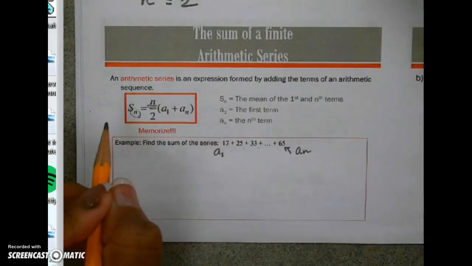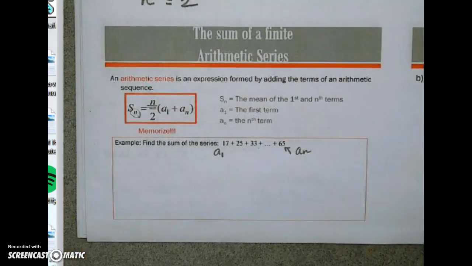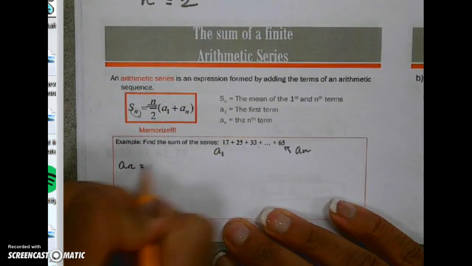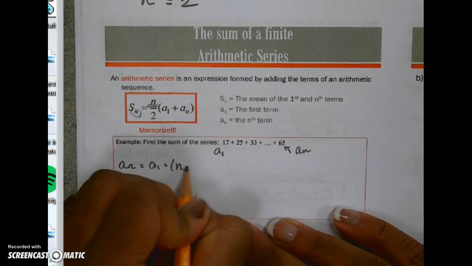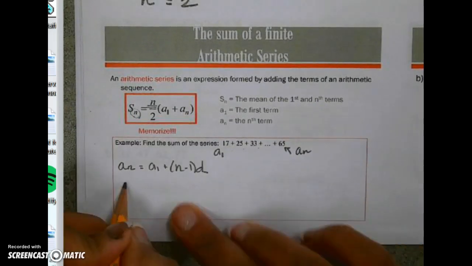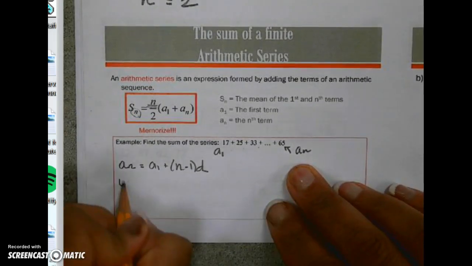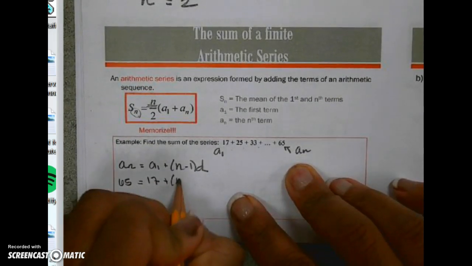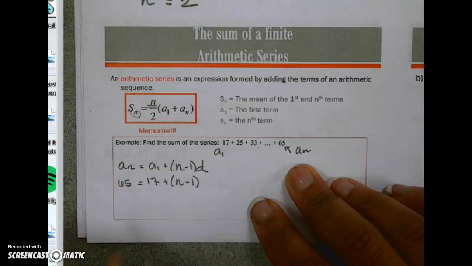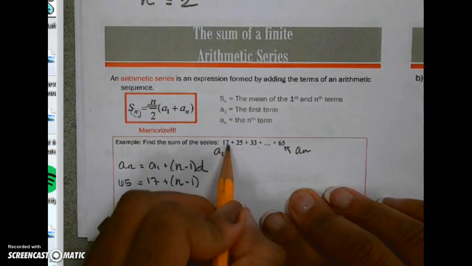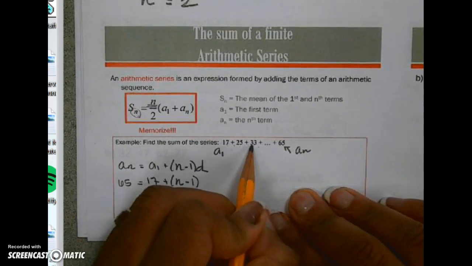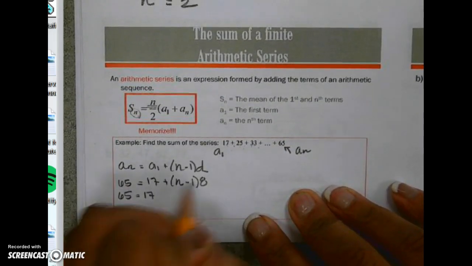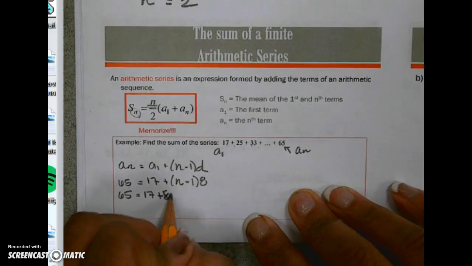Well, how do we do that? Good question, and I'm glad that you asked. You have the formula that we used yesterday, or in our last lesson, which was a sub n equals a sub 1 plus n minus 1 times d. Well, a sub n for this one is 65 equals a sub 1, the first term is 17, plus n, that's what I'm trying to find, minus 1 times d. What's the d here? What's the difference? Well, 17 plus 8 gives me 25, plus 8 gives me 33. So my common difference is 8. So I have 65 equals 17. Go ahead and distribute. Plus 8n minus 8.